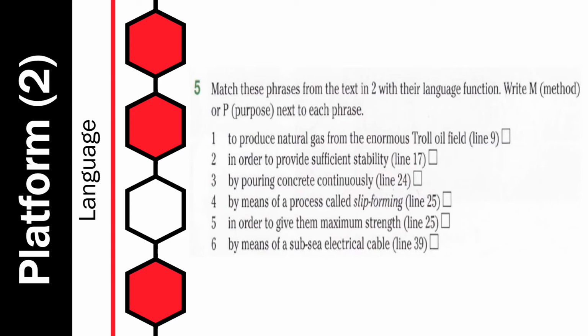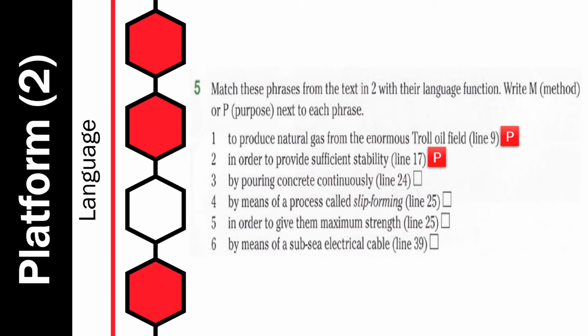Now let's check your answers. Sentence number 1, to produce natural gas from the enormous Troll oil field. Here the sentence starts with to plus a verb. And this is one way to express purpose. The second, in order to provide sufficient stability. Also, this sentence starts with in order to, then the verb. So this also expresses purpose.